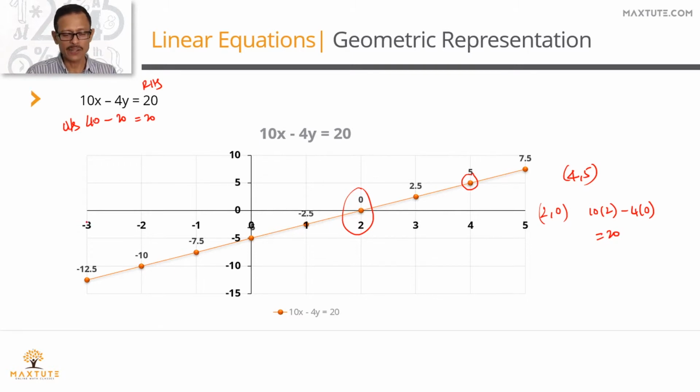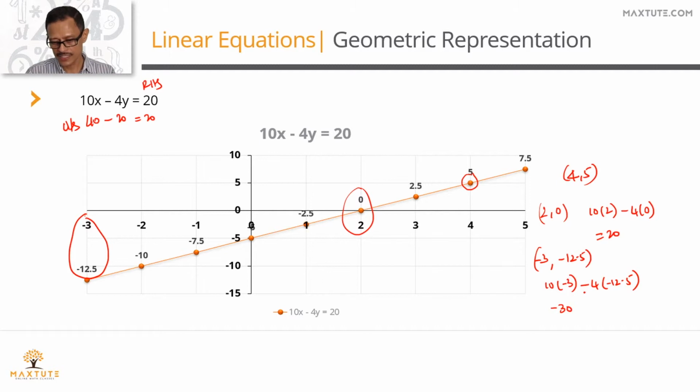So you pick any point. Let's pick negative coordinates, right? What is the value of x? x is equal to minus 3. What is the value of y? y is equal to minus 12.5. Let's see if it works. 10 times minus 3 when I plug in the value of x, minus 4 times minus 12.5 is what we have. 10 into minus 3 is minus 30. Minus of minus will make it plus. 4 into 12.5 is 50. So the value of LHS equals 20, which is what the RHS is.